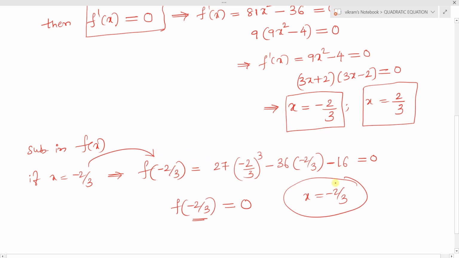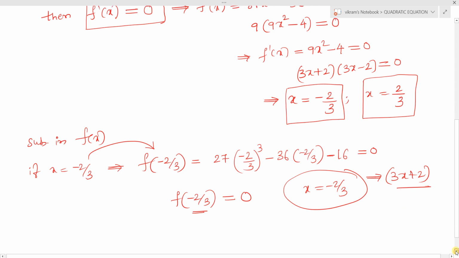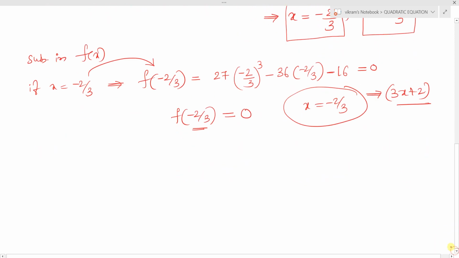So x equal to minus 2 by 3 means 3x plus 2 is a factor of f of x. Now substitute and check the next value, x equal to 2 by 3.